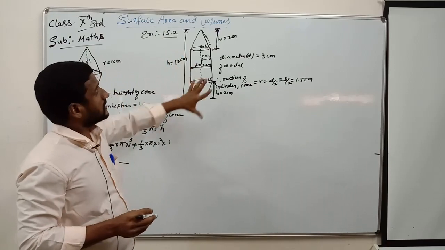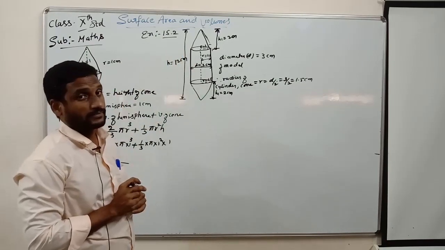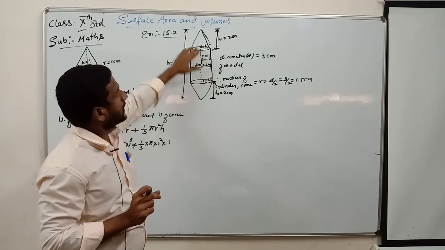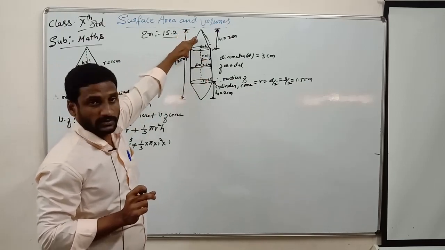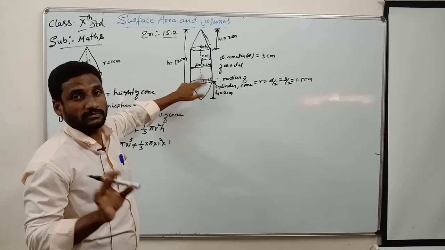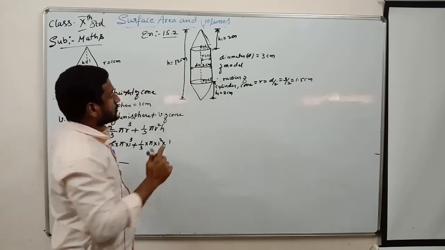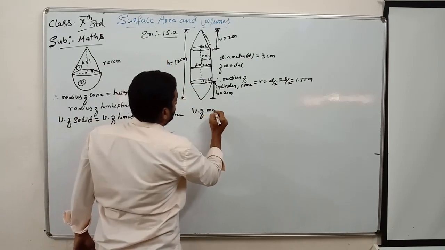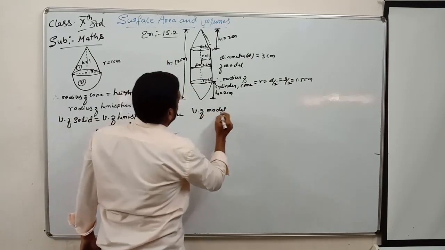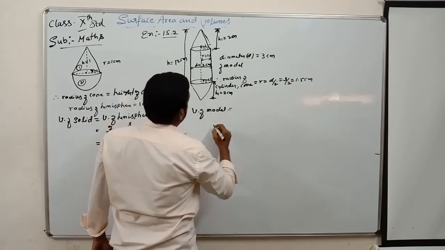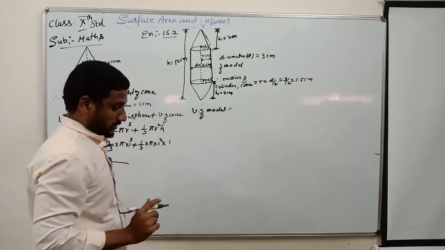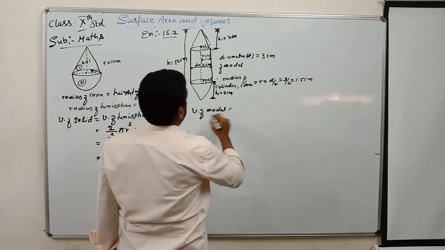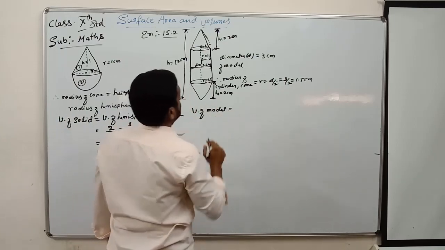So how many solids are here, can you see? One is the cylindrical part in the middle. At the top there is a cone, so the volume of the cone, and at the bottom also the volume of a cone. So the volume of the model is equal to, volume of the model is equal to, but before this you do one thing here.